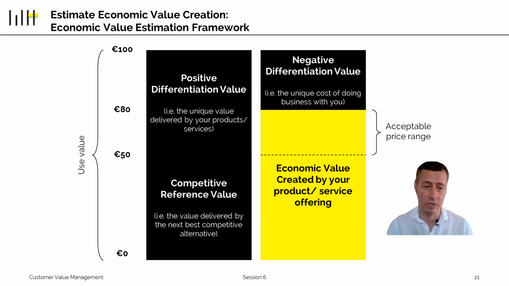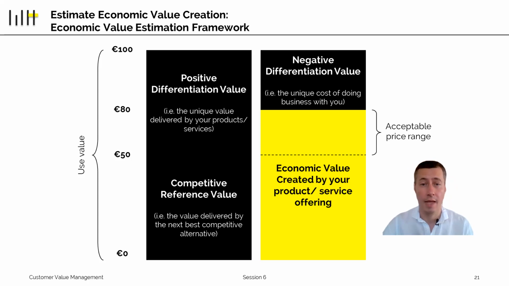In this case, we start with 50, which is the competitive reference value. We add another 50 in terms of positive differentiation value. We take off 20 for negative differentiation value, and we end up with 80. 80 is the value created by our product. And the acceptable price range is the price that is charged for the next best thing, 50 on the lower end, and our economic value created on the upper end, which means we could charge any price between 50 and 80.